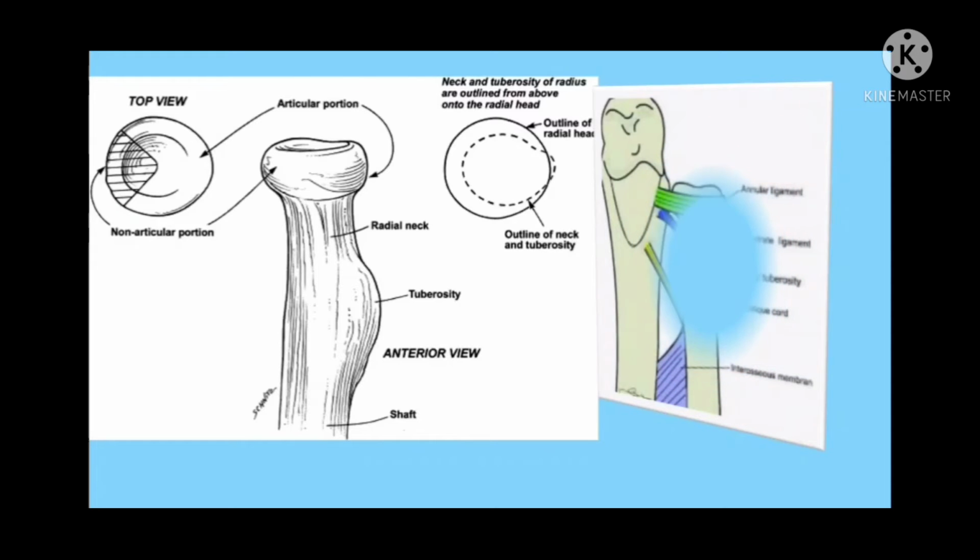The head and the neck are free from the capsular attachment, so as the neck and the head are free from this capsular attachment, the rotation of the radius bone over the ulna is easy, and it is very flexible for this bone to rotate over the ulnar bone.